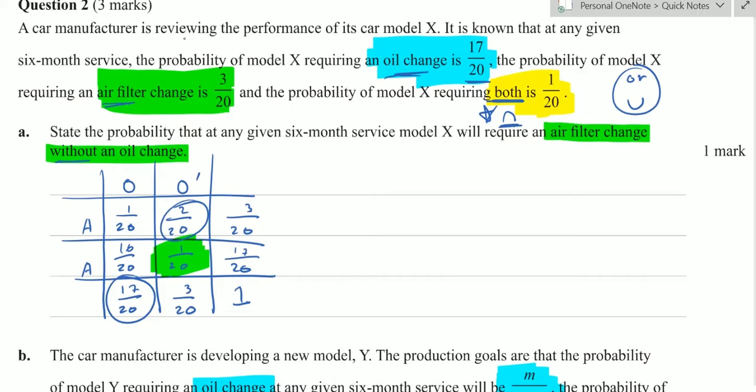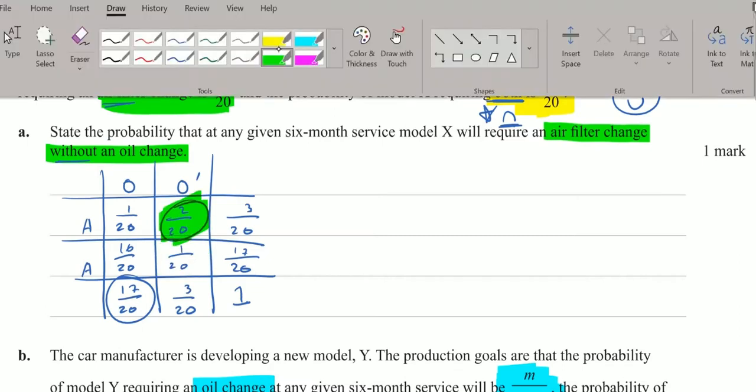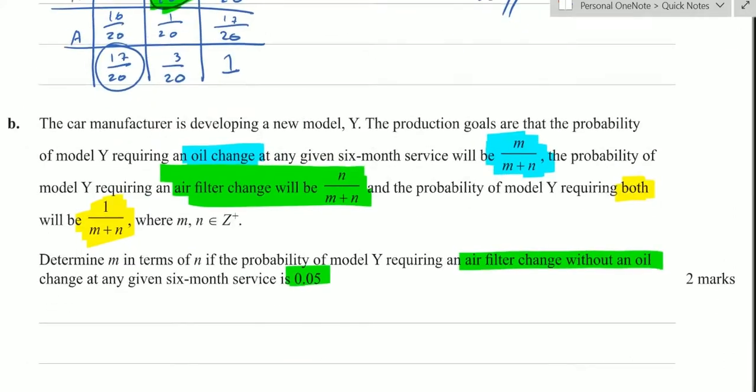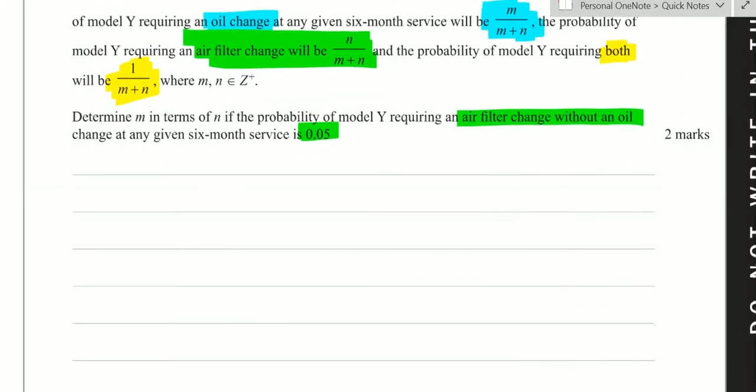Oh, sorry, it's not this one. The wrong box, it's this one. So you don't really have to fill out the whole thing. Just beware of reading time and what you actually need to find. So air filter without an oil change, you can easily pick it out from your table. That's 2 on 20, and always simplify fractions. So it's 1 on 10.